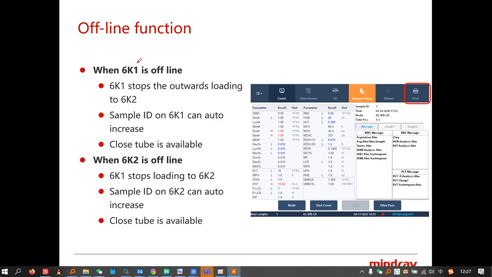And if we offline any one of the analyzers, you can use its closed tube mode. And when 6K2 is offline, the 6K1 can support loading, but it will stop loading to 6K2. And the 6K2 can be regarded as a standalone. How to offline? Click the right top button.